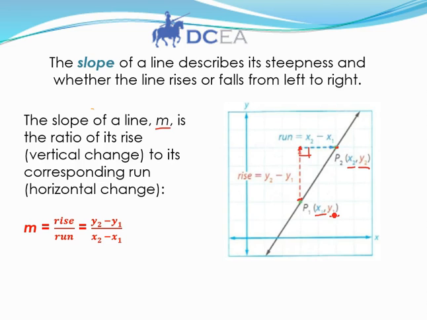Here's the formula for slope. You've learned this in algebra. Slope, or M, equals rise divided by run, or y2 minus y1 divided by x2 minus x1.